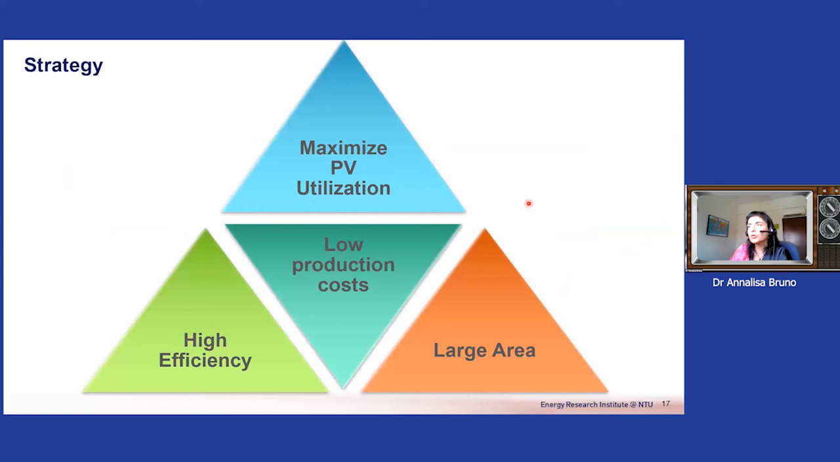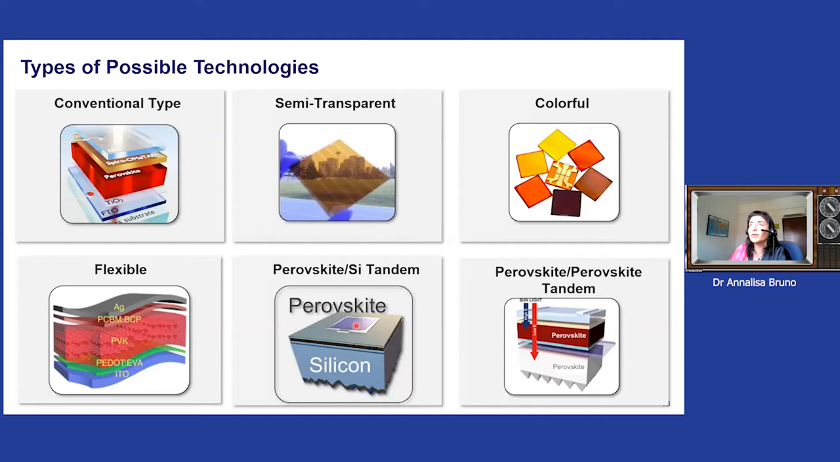So let's go back to PV. Our main focus is to maximize PV utilization. The three main core aspects that we need to take into account are to reach high efficiency over a large area and to have low production costs. So in our activity at NTU, we aim to develop different kinds of possible technologies to face all these aspects.